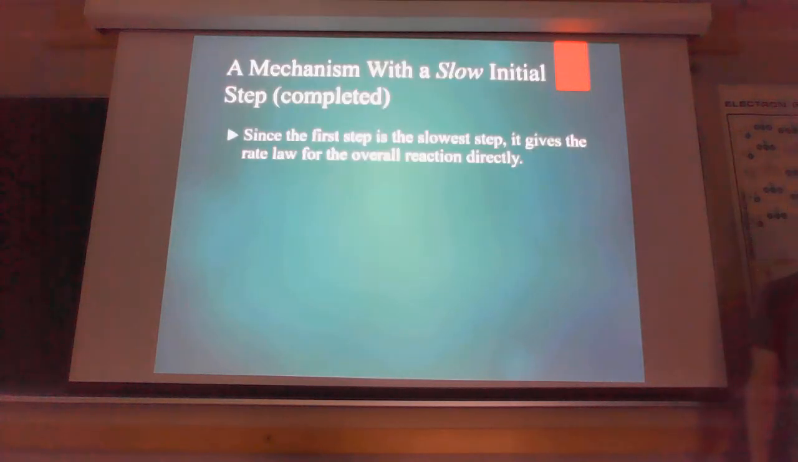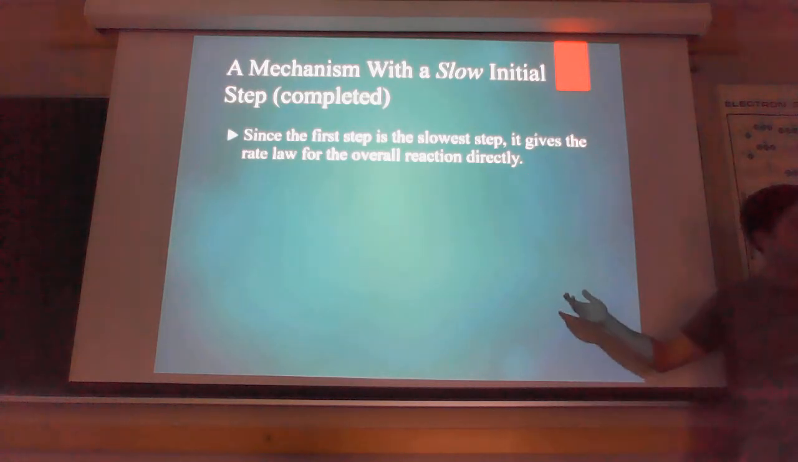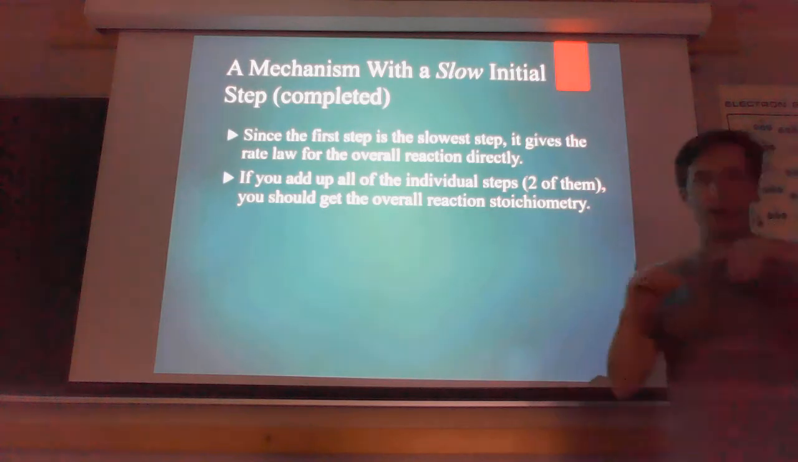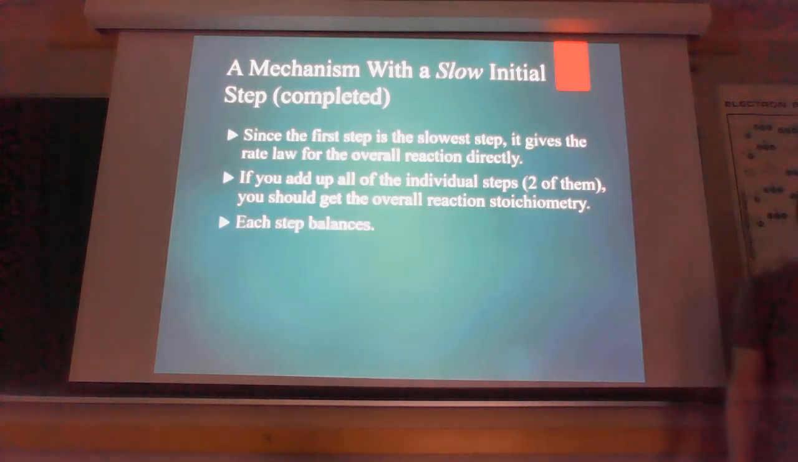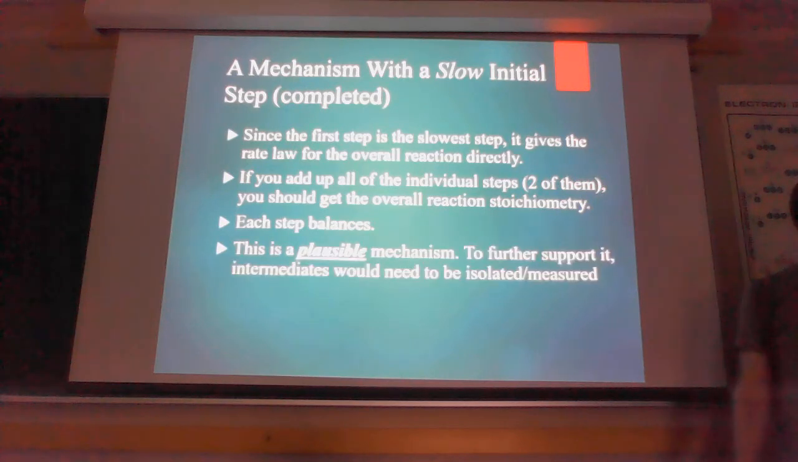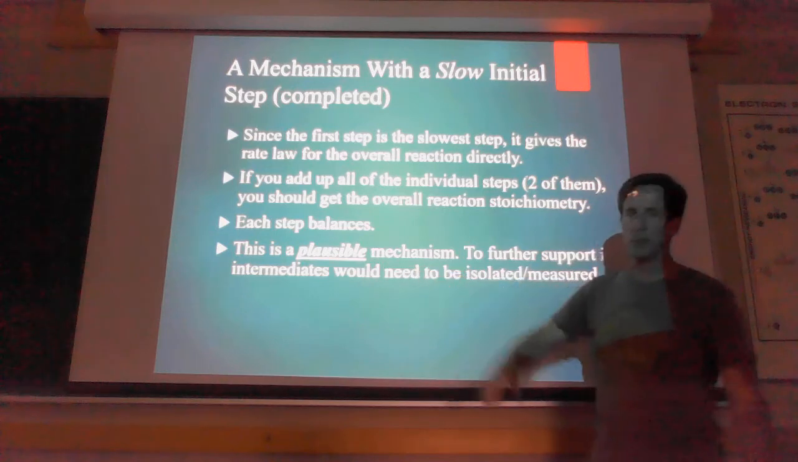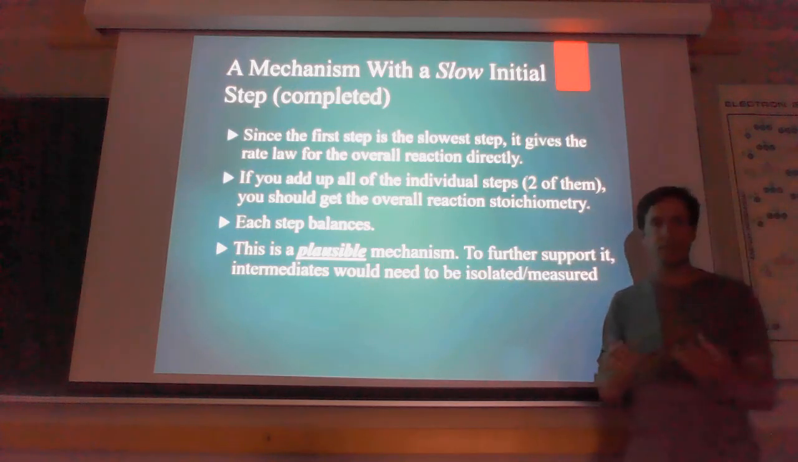Okay, so things we look for. If the first step is the slow step, the rate law of that step equals the overall reaction rate directly. We should be able to add the steps up, cancel things out, and get the overall reaction. That's another key thing that we mentioned. Every step has to be balanced. If all these things work, then this is what we call a plausible mechanism. Again, I don't know if it's right.